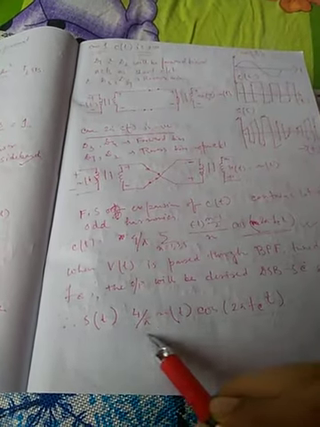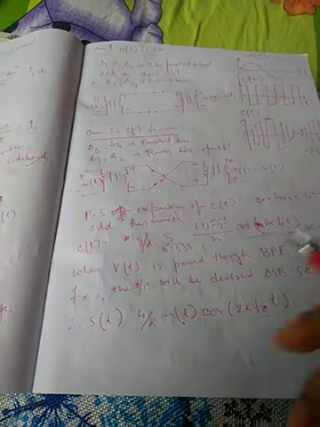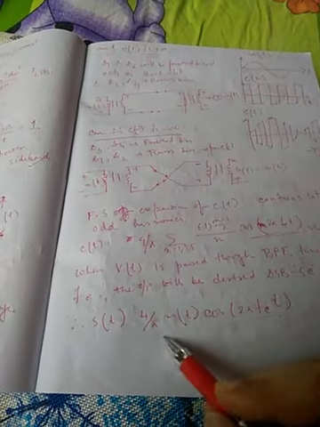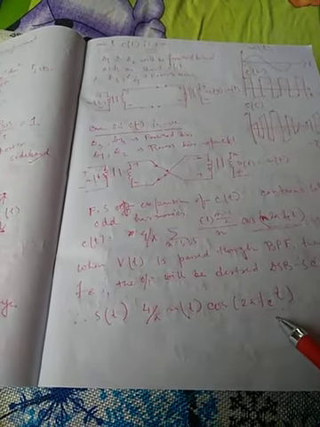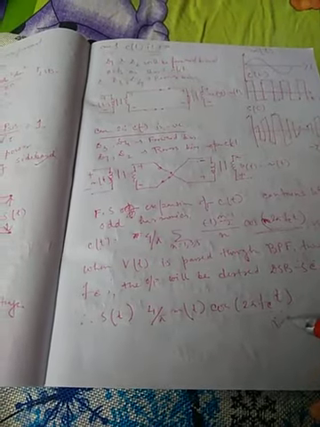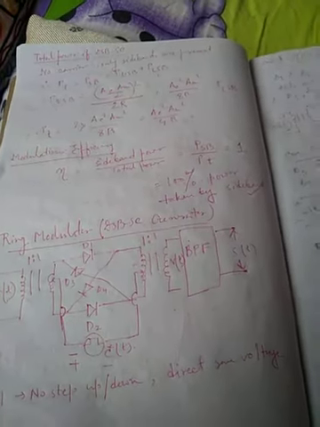And already we know the DSB-SC signal expression, which is nothing but the multiplication of the message signal and the carrier signal. So here also we are getting the same result. So that is how we are generating a double sideband suppressed carrier using the ring modulator circuit.